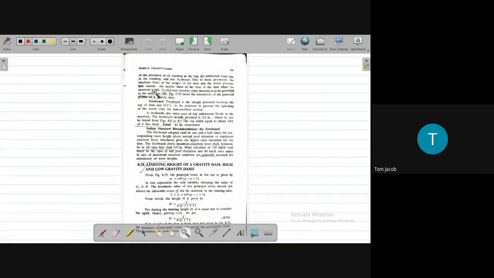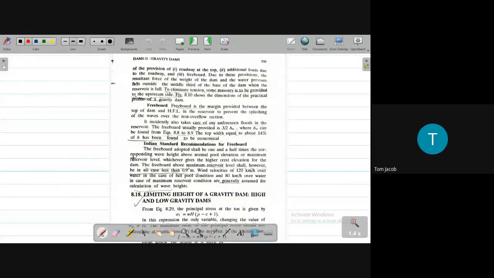So that is, for the practical profile, it should have a roadway at top, then additional loads due to the roadway, then freeboard. Due to these provisions, the resultant forces, the weight of the dam and the water pressure, fall outside the middle third of the base.